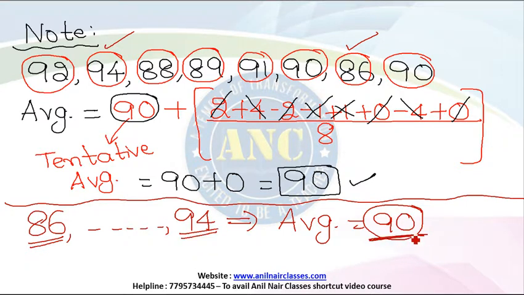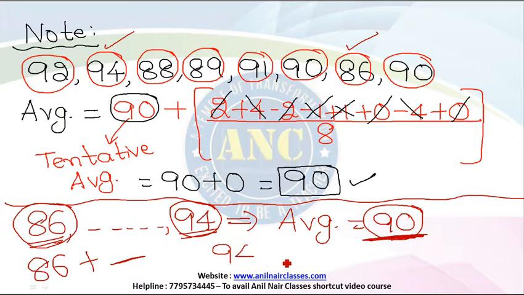That means the average will always be greater than the lowest value. The lowest value is 86, so the average will be 86 plus something. 86 plus something only will give you the average as 90. The average will always be lesser than the highest value. 94 is the highest value, so less than 94 means 94 minus something. 94 minus something will only give you the value 90. Average always lies between the lowest and highest values in any given series, or in other words, the average will be greater than the lowest value and lesser than the highest value.